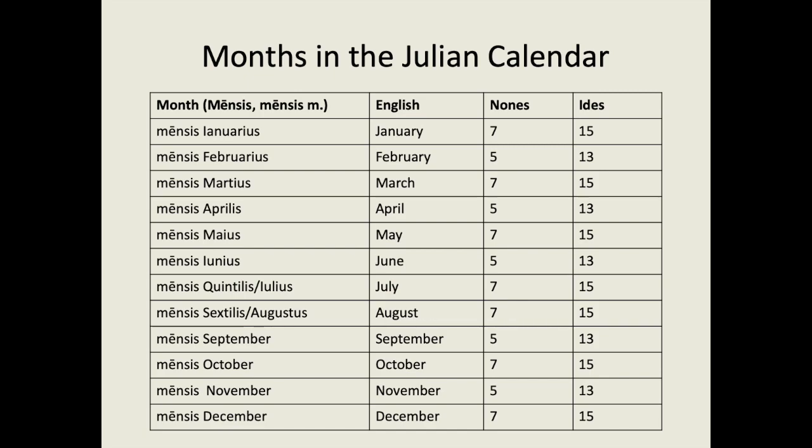So the word mensis means month. It's a third declension noun, and there are 12 months in the Julian calendar. Januarius, Februarius, Martius, Aprilis, Maius, Junius, Quintilis or Julius, Sextilis or Augustus, September, October, November, December. July has two names.